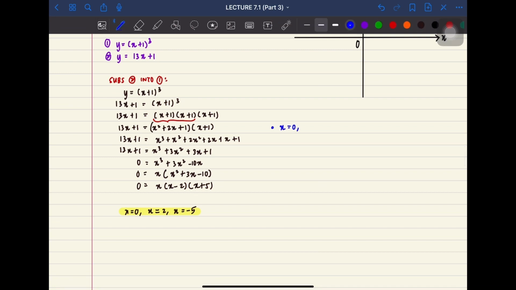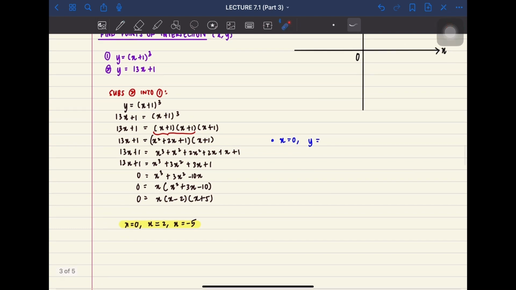The first one is x equal to 0. So nak cari y macam mana? Boleh masuk dalam mana-mana equation, this one atau this one. Boleh je masuk mana-mana. Okay, you should get the same. Okay, so let's say saya nak pilih this one. So masukkan je y awak. 0 tambah 1 cube. So you get 1. And then yang kedua, x equal to 2. So y sama dengan 2 plus 1 cube. So you get 3 cube. So 3 cube is 27.